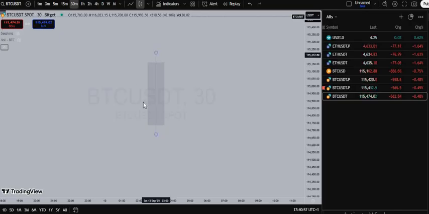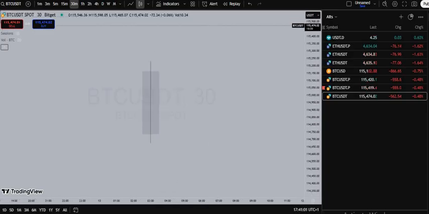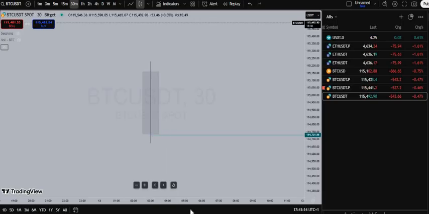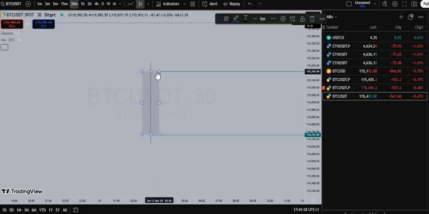So let's look at this as a bullish candle. We are going to take this to be the opening price of the bullish candle. If it is a 1 hour bullish candle, this is the price that the 1 hour price movement started, and then this is the price that the 1 hour price movement ended. So this is the open of the period, this is the close of the period.